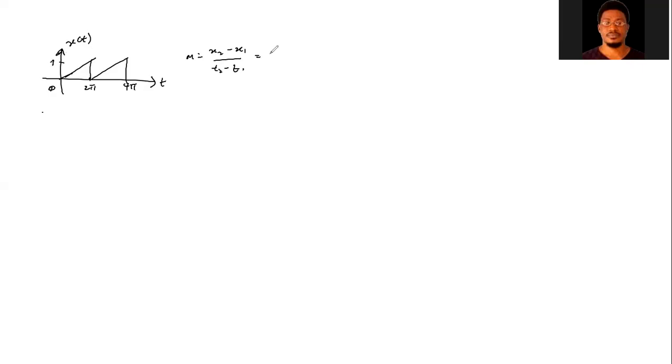So s2 minus s1 will be 1 minus 0 over t2 minus t1. I'm sure you must have done this too in your fundamentals of electrical engineering. So this would be 2 pi minus 0 over 1 time period. So this will give us 1 over 2 pi.